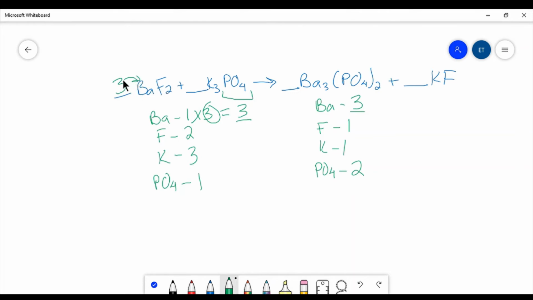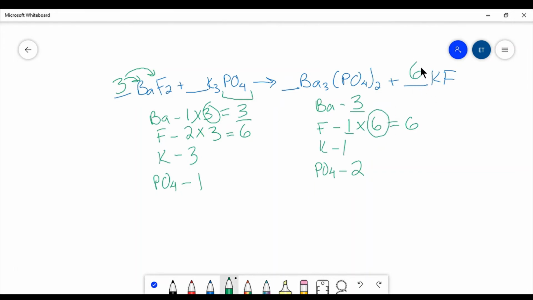Remember that you distribute to both elements or whatever elements are present. So this is also going to change the amount of fluorides that we have. So 2 times 3 is going to be equal to 6. So now we're going to have 6. But if you go to the product side, we only have 1. So we can multiply this by 6, right? So we can have 6 fluorides. Remember, this is going to be the coefficient that we're going to put here.